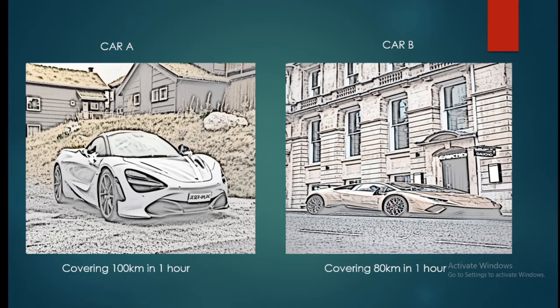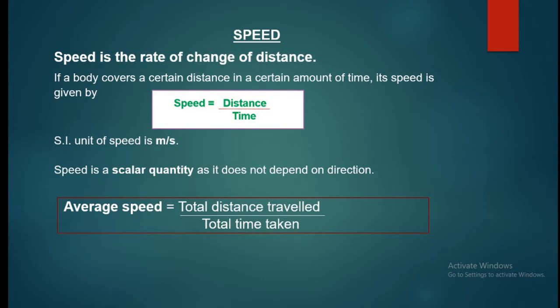But in physics, what is the definition of speed? So speed is the rate of change of distance. I can say if a body covers a certain distance in certain amount of time, its speed is given by distance upon time. So speed is nothing but distance traveled by body in a given time. And SI unit of speed is meters per second. You can derive the unit from the formula only. Distance has a unit of meter and time has a unit of second. So SI unit of speed is meters per second, we can say.